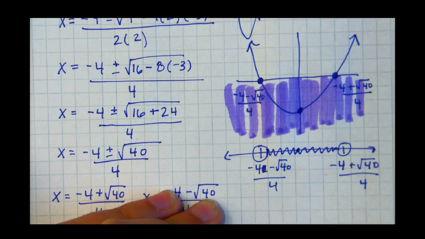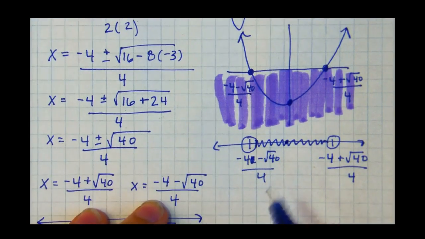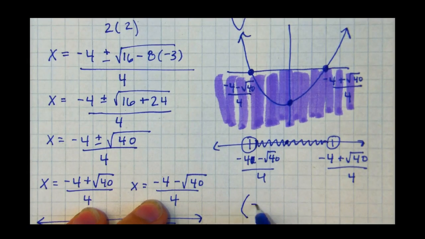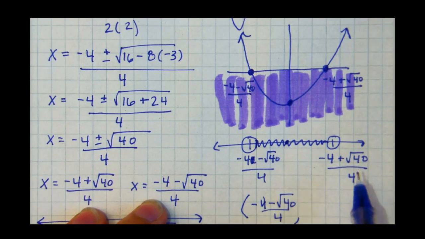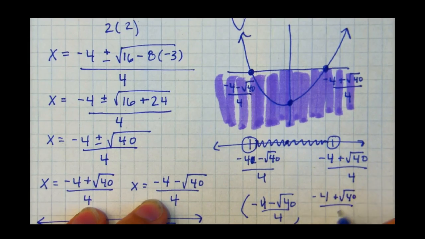So my interval notation will look like what? Interval notation should start with parentheses, then my first root, so -4 minus root 40 over 4. How about my second root? -4 plus root 40 over 4. And I'll end with parentheses.